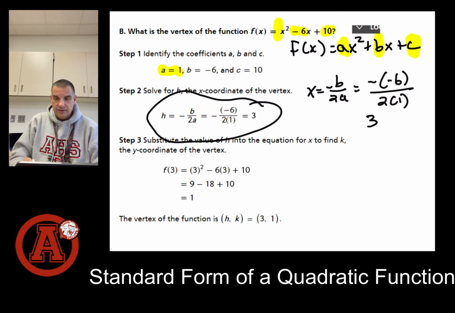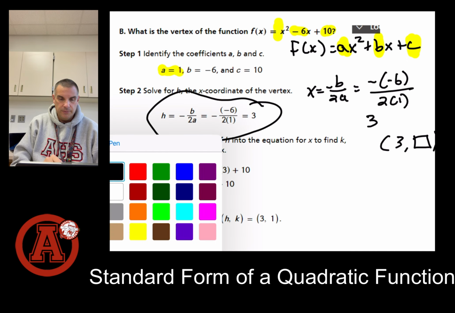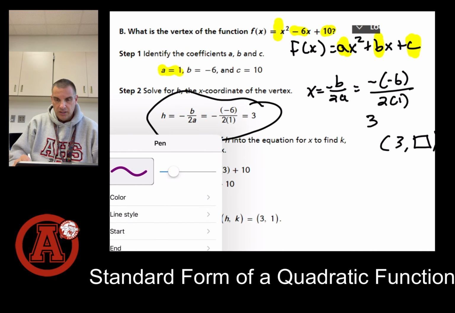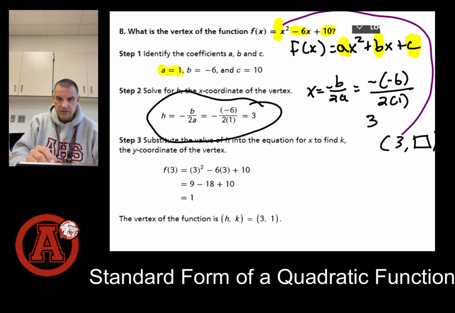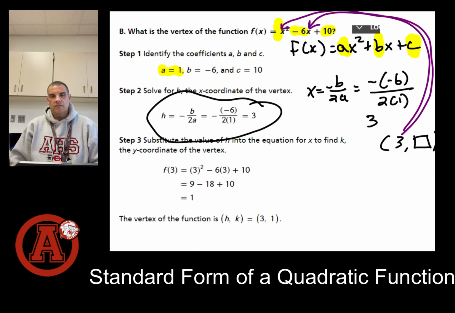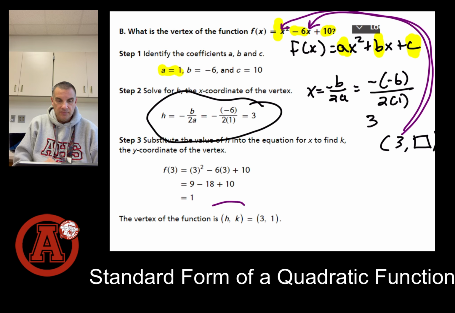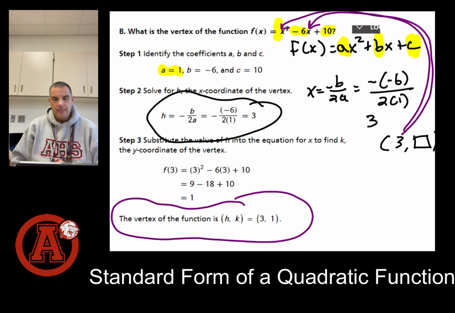We're going to use that 3 in our vertex. We know the x value of our vertex is going to be 3. Now we have to find that y value. To do that, we substitute the value we know x is into our original quadratic function. So we substitute that in there, 3 squared minus 6 times 3 plus 10, and you get 1. That gives us the vertex of that function of (3, 1).